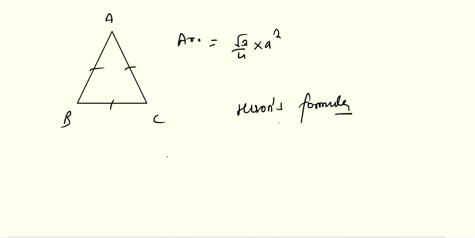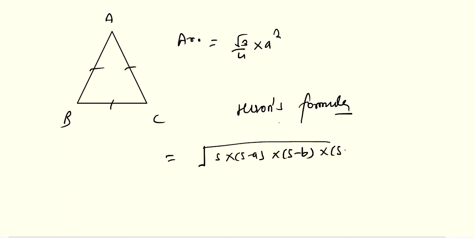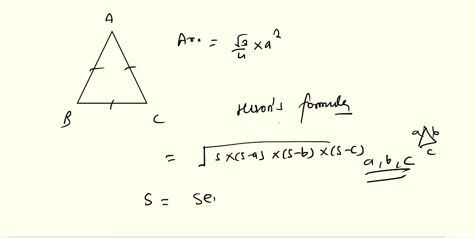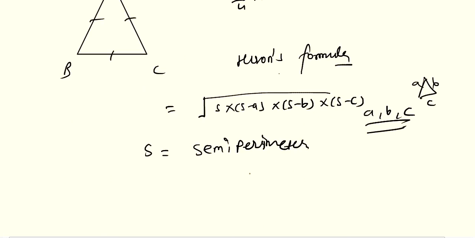Okay, Heron's formula is area equals to under root S into S minus A into S minus B into S minus C. Now A, B and C are the sides of triangle. Then what is S? Simply S stands for semi-perimeter. How to calculate semi-perimeter? S equals to sum of sides A plus B plus C upon 2.